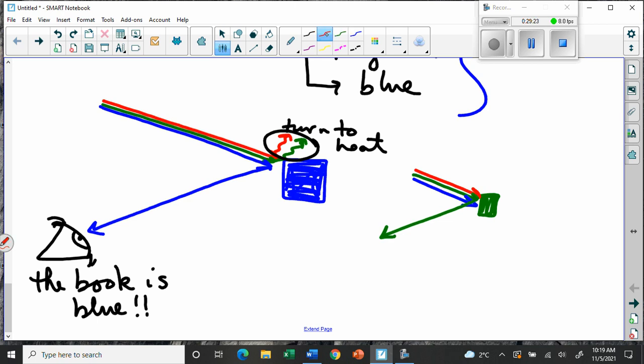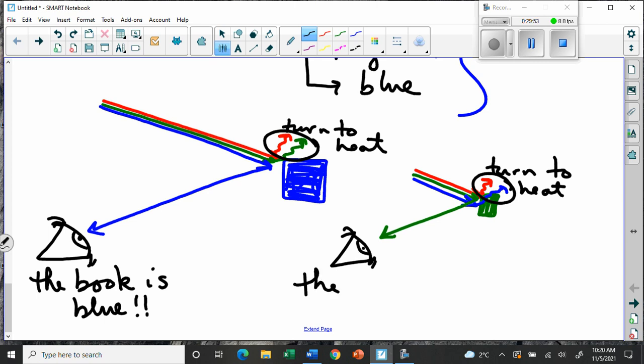Whereas the blue and the red, they turn into heat. They are absorbed. We say blue is absorbed, red is absorbed, but green is reflected. So we don't see those colors. And we see the eye over here. When these green waves hit the green cone cells, inside them there's molecules that jump around on that wave, and the brain says, oh, I see green. The book is green.